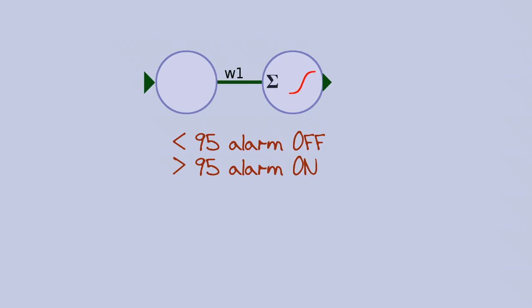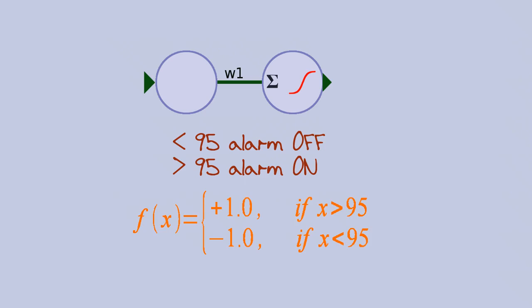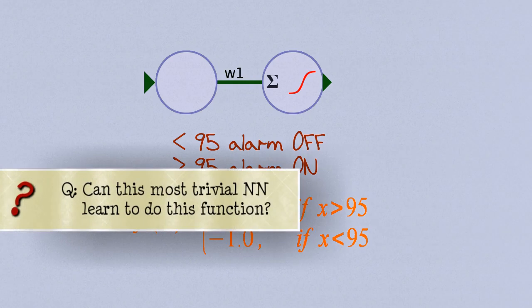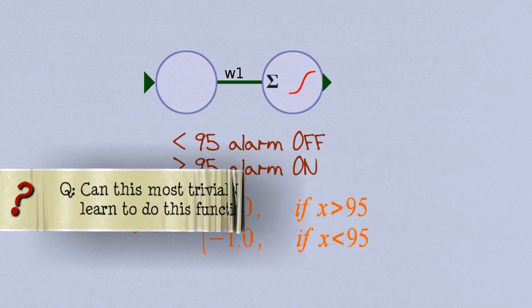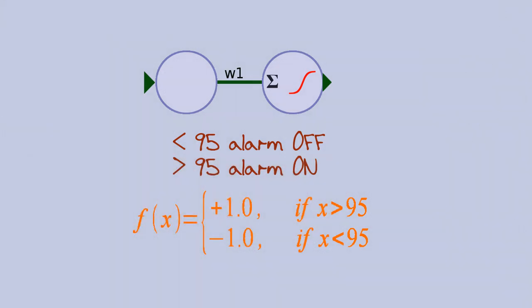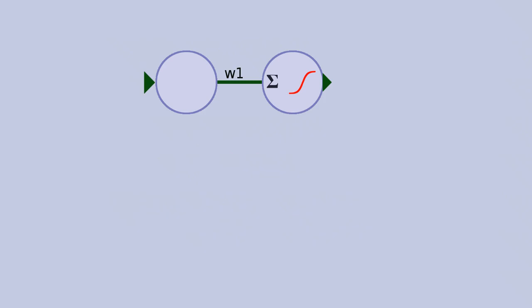The problem here is we have an analog input and a binary result. What we want to do is train our net overall to function as f(x) = 1 if the input is over 95 and -1 if the input is under 95. Can we train this most trivial neural net to do this formula? You can think about that a bit if you want to, but I'll tell you right now, it'll be trivially easy if we make a small modification to our neural net structure here.